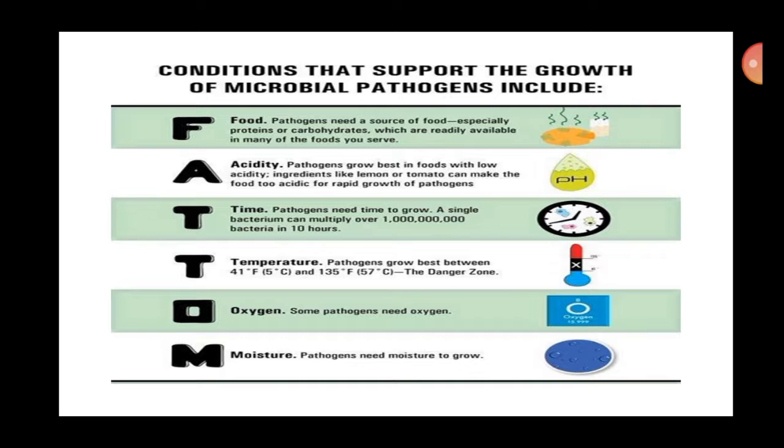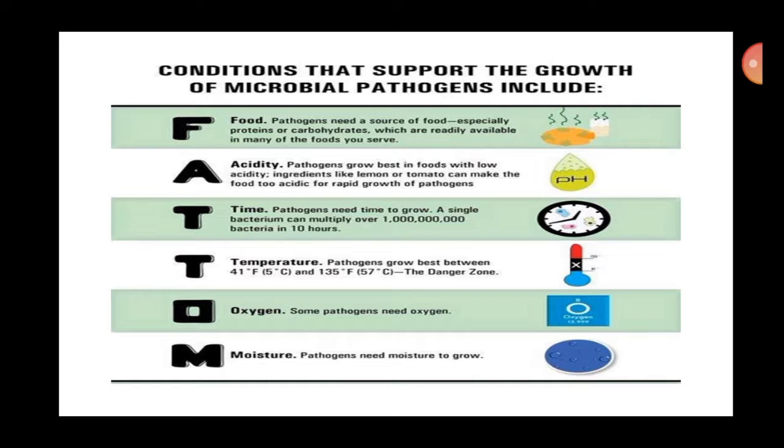The third one is time. Pathogens need time to grow. A single bacterium can multiply to over 1 million bacteria in 10 hours. The fourth one is temperature. Pathogens grow best between 5 degrees Celsius and 57 degrees Celsius, the danger zone.